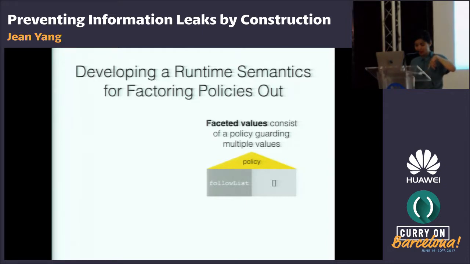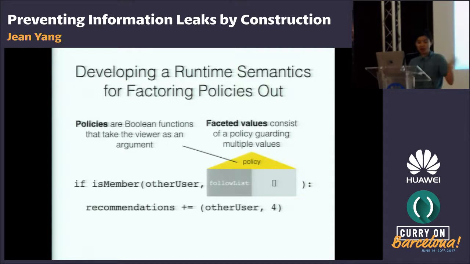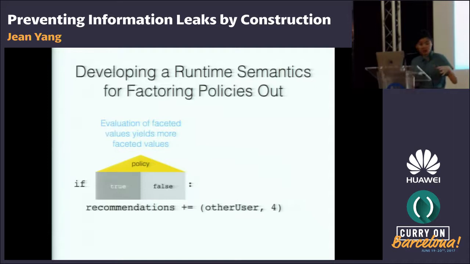And these values can now be used, and policies are Boolean functions that take a viewer as an argument and return whether the viewer is allowed to see the sensitive value. And policies are allowed to depend on sensitive values. And now these faceted values can be used as regular program values throughout the program. You can just insert this faceted value into your recommendation algorithm function now. And the evaluation of faceted values yields more faceted values.